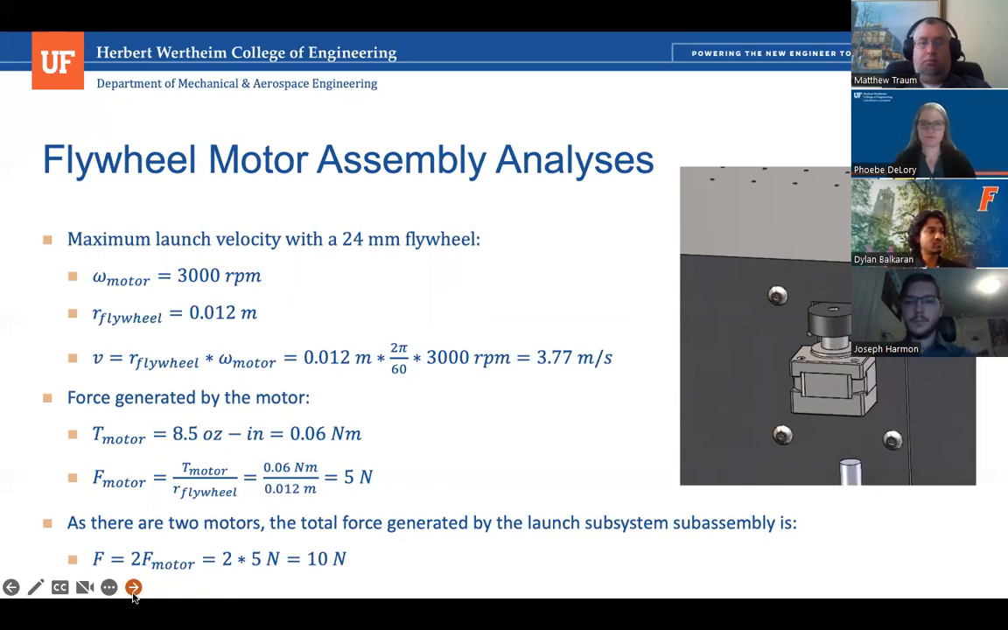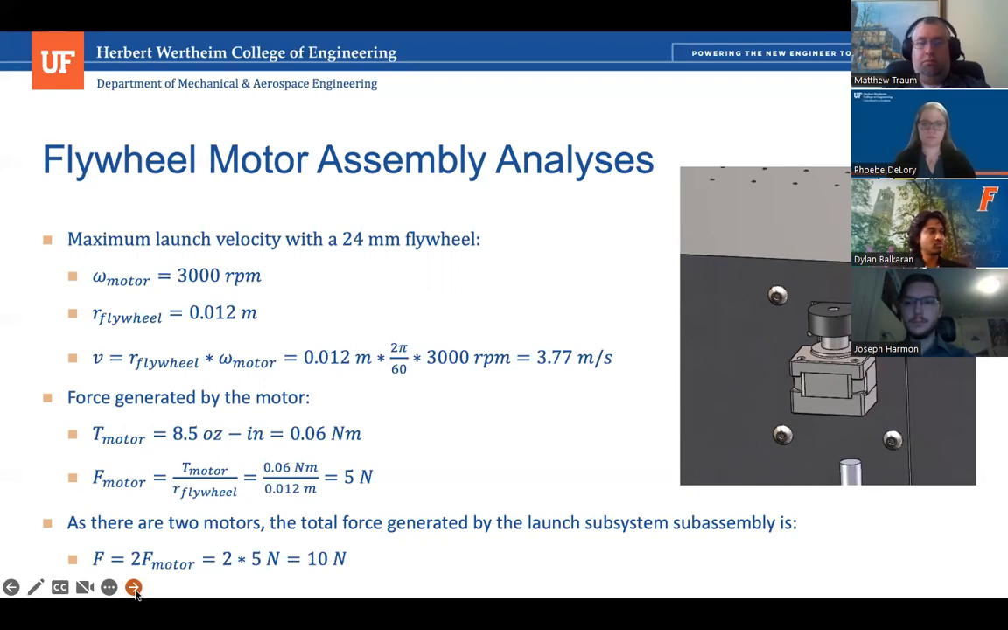But we can achieve whatever speed under 3.77 meters per second just by sending less power to the motor, thus using a controller. Thus, our system can easily achieve any speed between 1.5 meters per second and 2 meters per second. It's also important to make sure how much force the motor could generate.